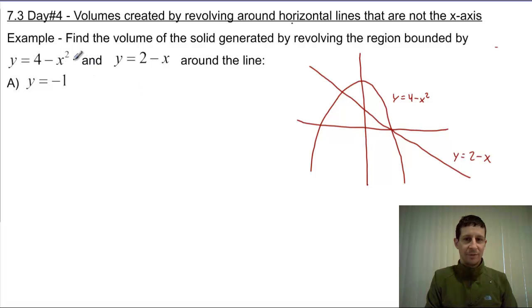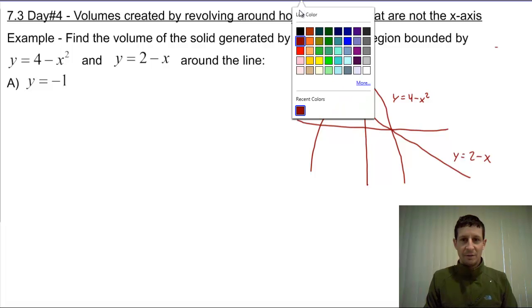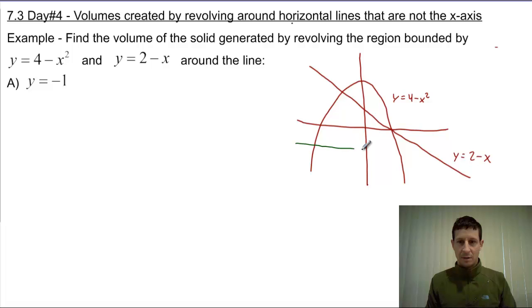This first example, we're going to find the volume when we revolve the region formed by these two functions around the line y equals -1. I've already gone ahead, and I would like you each time to come up with a good sketch when you go to revolve. What I would like you to add is whatever you're revolving around. So I'm going to put y equals -1 right about down here. I'm really just looking for a rough sketch of this.